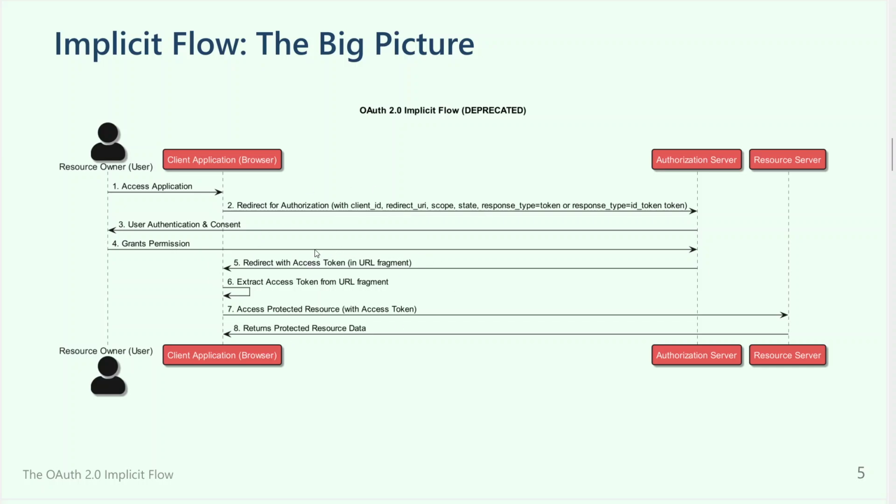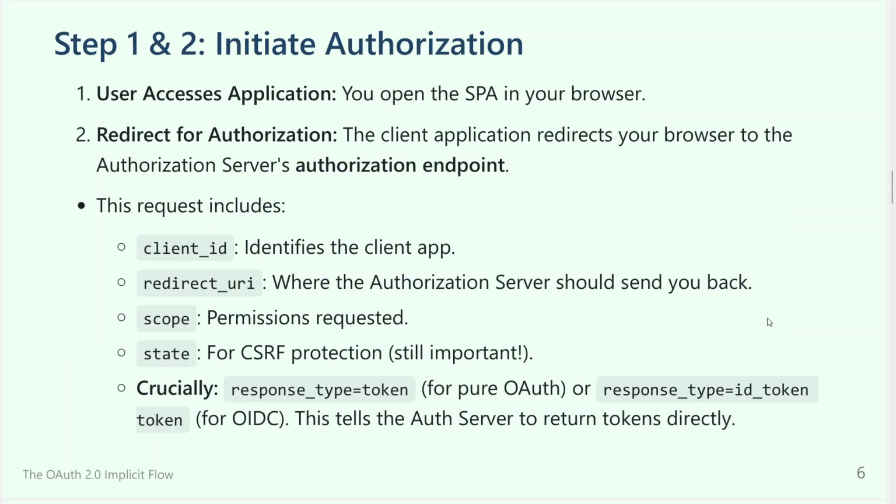So the first big change here was that in this deprecated flow, after you authenticate, you receive the access token directly. There is no middle step here. Now you extract the token from the URL, for instance, using JavaScript, and then you start to use this token to access the resource server. It's quite simple, but it's quite dangerous, as we will see in a moment.